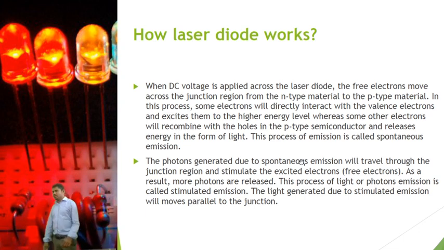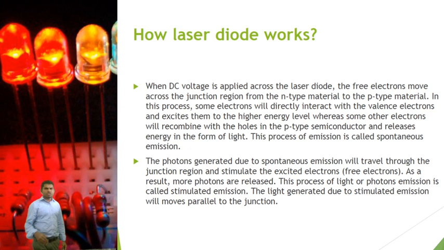How does a laser diode work? When a DC voltage is applied across the laser diode terminals, the free electrons move across the junction region from the n-type material to the p-type material. In this process, some electrons will directly interact with the valence electrons and excite them to a higher energy level, whereas some other electrons will recombine with the holes in the p-type semiconductor and release the energy in the form of light. This process of emission is called spontaneous emission.